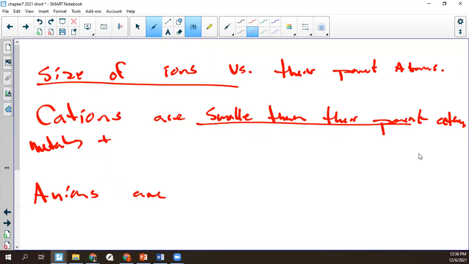Now, we do need to know the because. And it's in the picture, it's in the drawing, it's in what I said. But let's summarize it. Cations are smaller than their parent atoms because they abandoned their outer shell. So instead of having 3 shells, they just got rid of it. And now they just have 2. And then it's smaller. Fair enough?